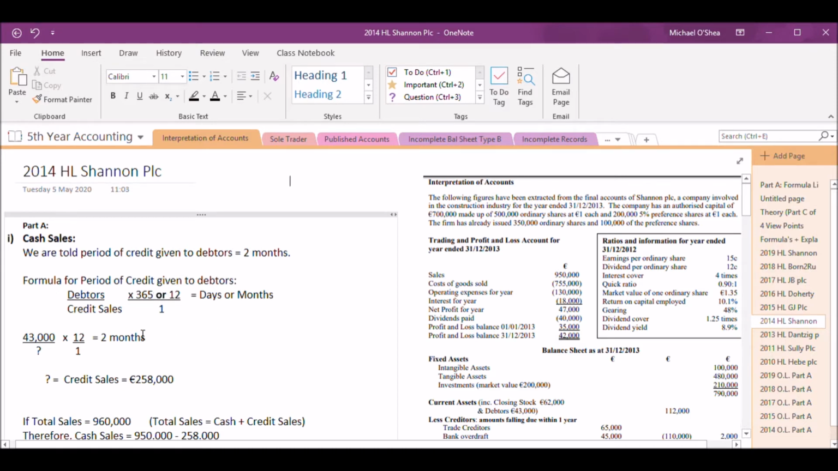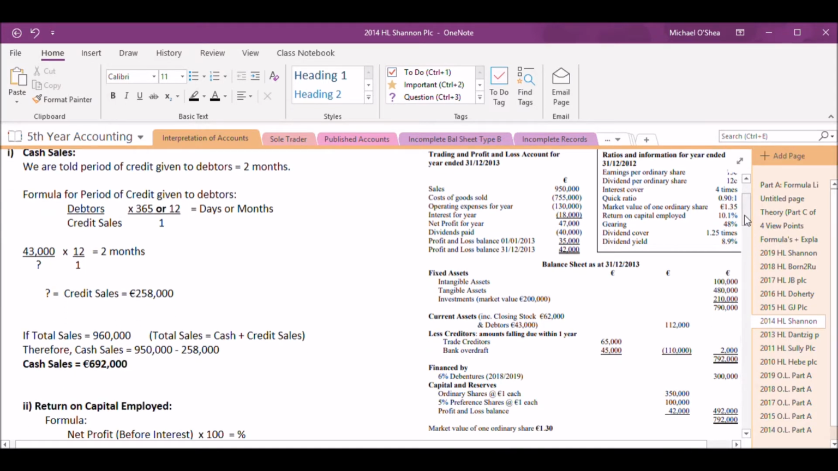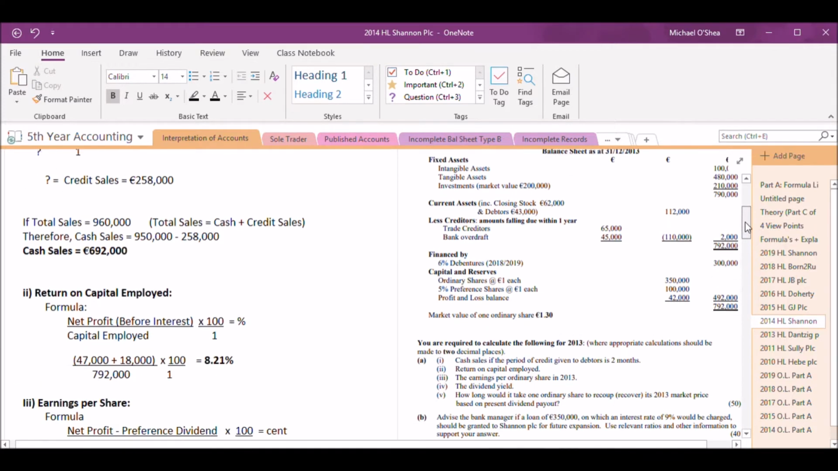365 would be for days. 43,000 is my debtors. I don't know my credit sales. I work it out to be 258,000. If this is my sales and my credit sales is 258,000, how do I get my cash sales? Total sales is cash plus credit. So therefore 950,000 is my total sales. 258,000 is my credit sales. 692,000 is my cash sales. Has to be euros. That's your final answer.